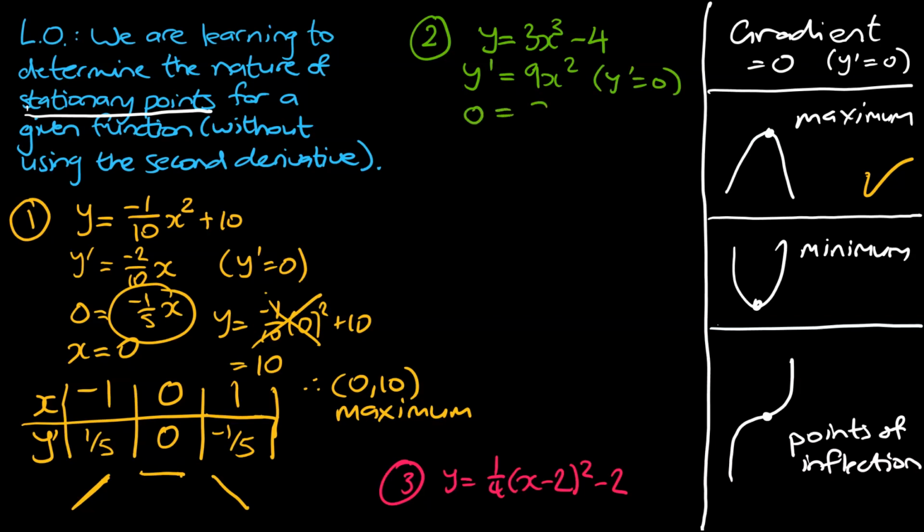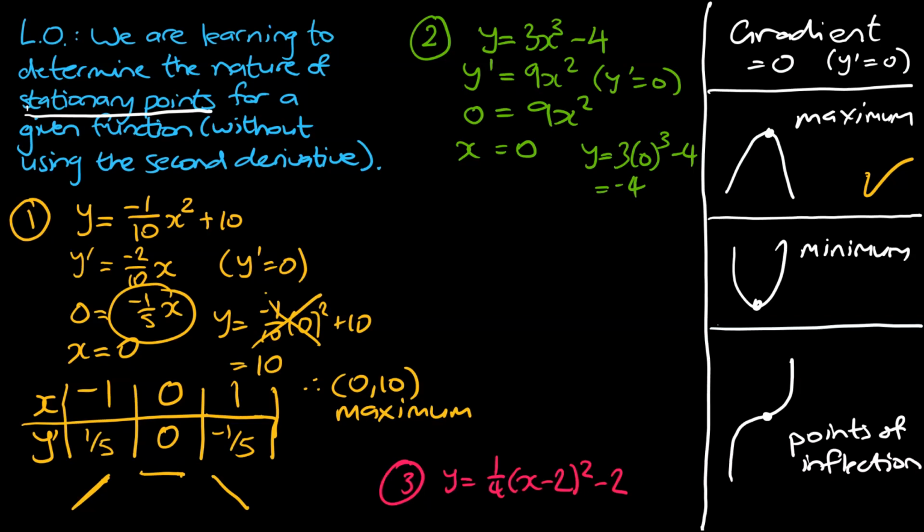So 0 is equal to 9x squared. That becomes 0 over 9, which is still 0. And then the square root of 0, also 0, which will leave us with x equals 0. So that tells us the x value of the turning point. Let's put that back into the original equation to find out the y value. So y is going to be equal to 3 times 0 cubed minus 4, and that's going to become negative 4. So we've got our coordinate 0, negative 4.